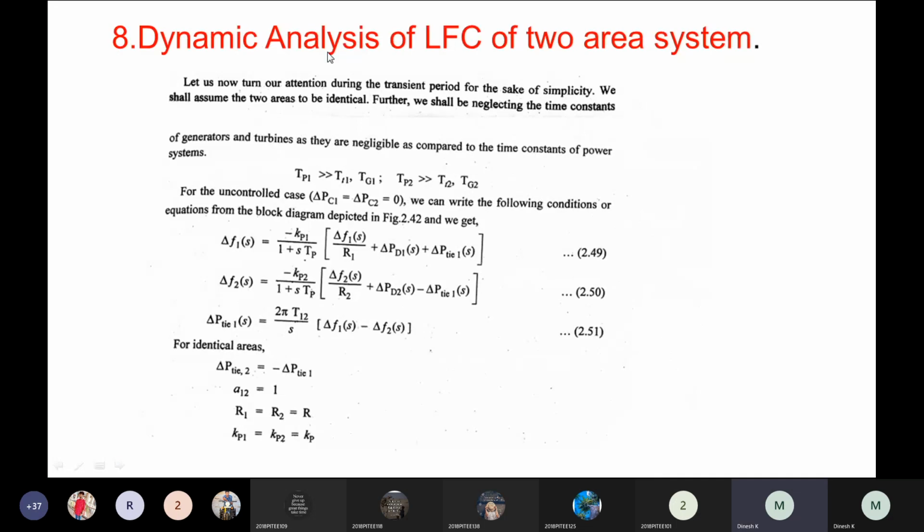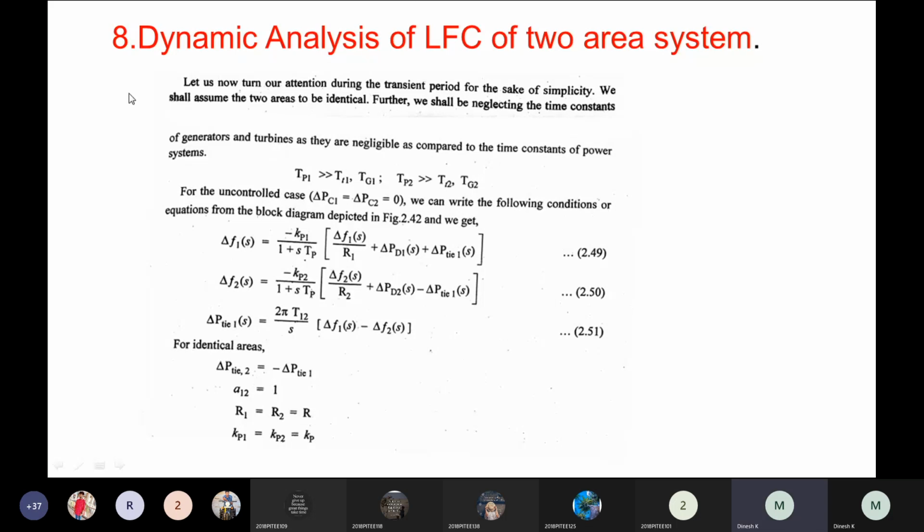So far we dealt with the static analysis. The static analysis, uncontrolled case, we have discussed. So next is the dynamic analysis of LFC of the two area system. In dynamic analysis, I have to keep all my input and output parameters. We can make the disturbance 0, but the controlled input and controlled output remain as they are. So with that, we have to perform our dynamic analysis.